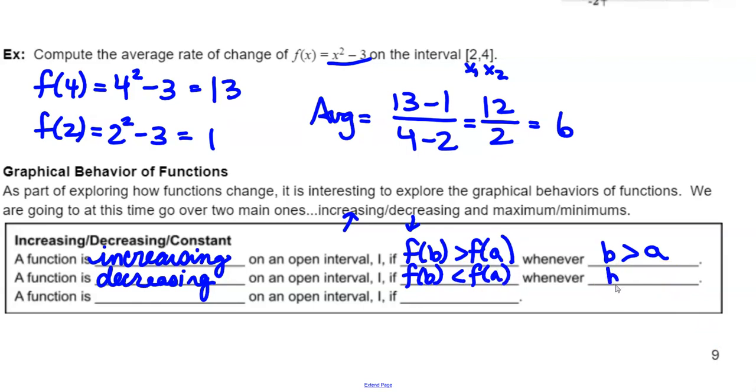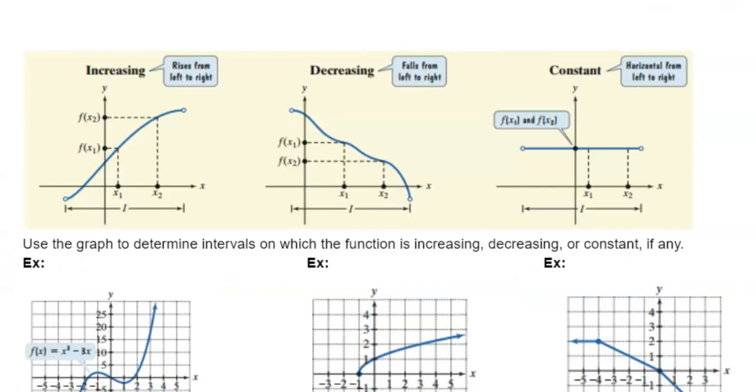And finally, we're not going up and we're not going down. We are staying the same, which is constant. So we have a constant function on an open interval if not greater than or less than, but if f of a, or excuse me, f of b is equal to f of a. So greater than, you are increasing, less than, you are decreasing, equal to, we are constant. On the next page, you can see what that looks like.